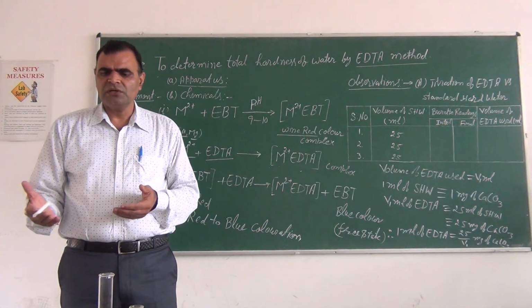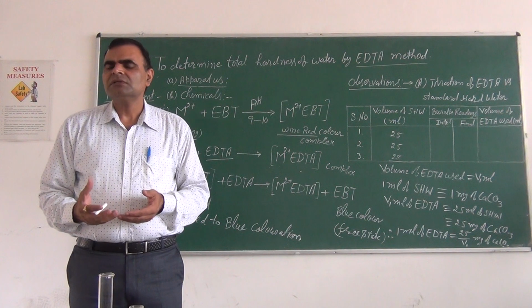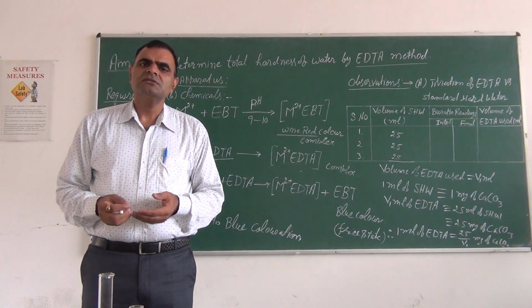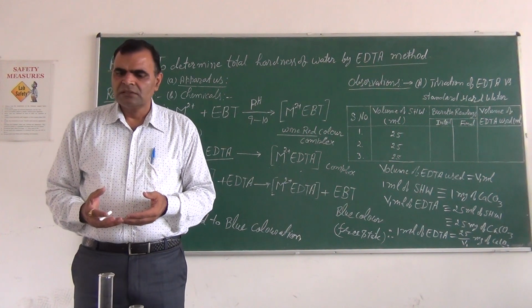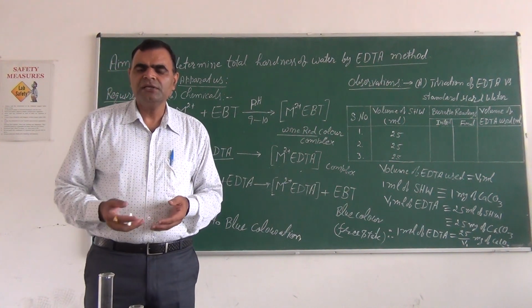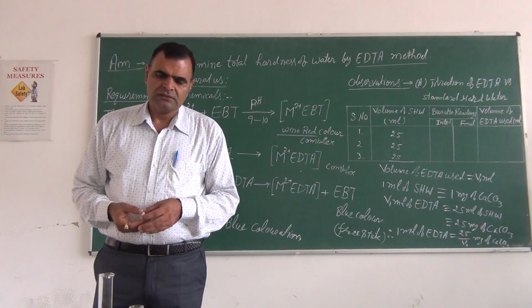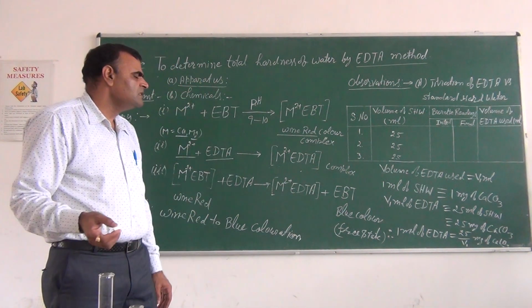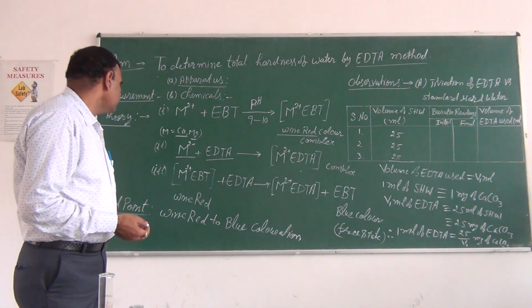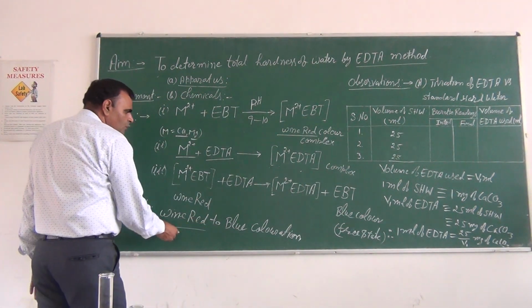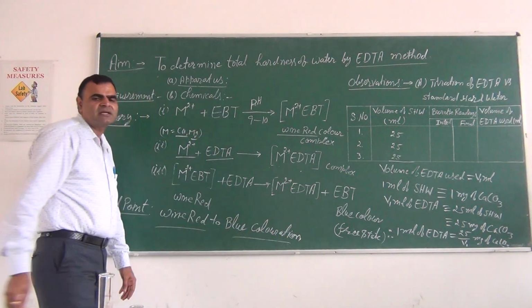In this we require the buffer solution, whose pH is from 9 to 10, and the ammonia solution. EBT is used as indicator. The indicator used is Eriochrome Black T, and the end point is wine red to blue coloration.